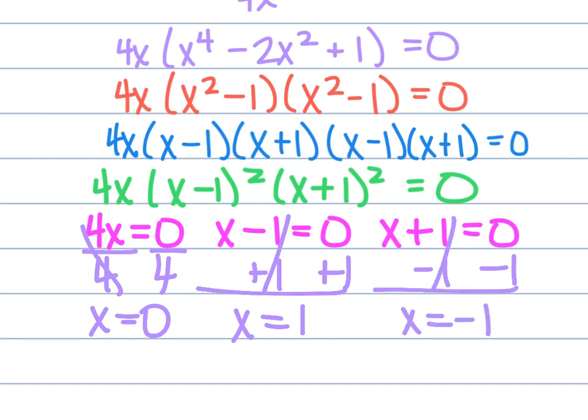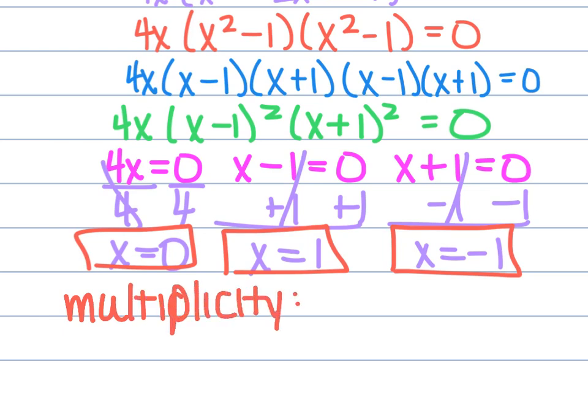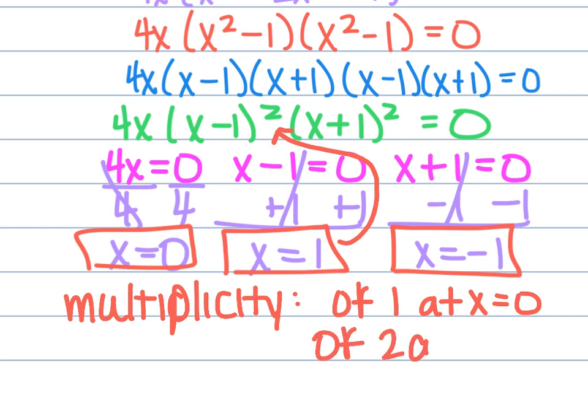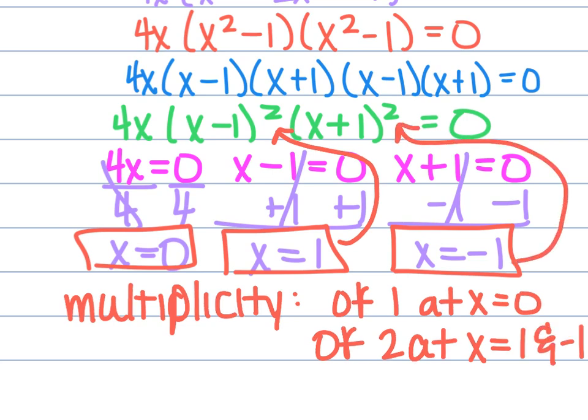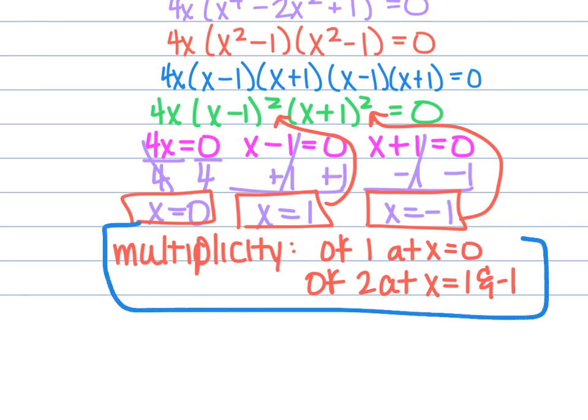So now state your multiplicity. These are your roots. Your multiplicity is of 1 at x is equal to 0. It's of 2 at x is equal to 1, and x is equal to negative 1. So these are also part of your answers.